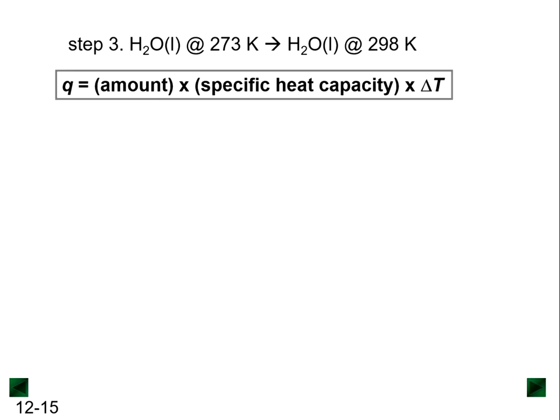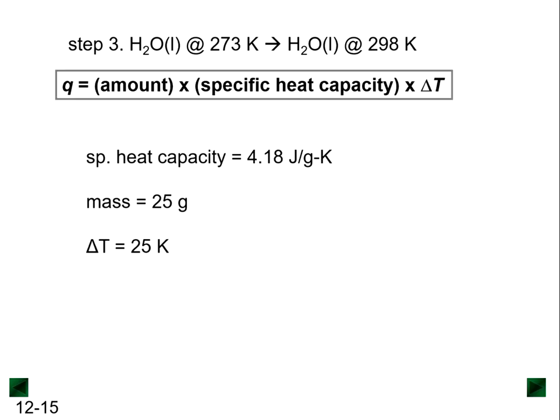Finally, step 3, Q equals m Cp bar delta T. Here, though, we need the specific heat capacity for liquid water, which is 4.18 joules per gram Kelvin, more than twice that for the solid water. M is again 25 grams, and delta T is again 25 Kelvin. So Q is equal to plus 2,613 joules.